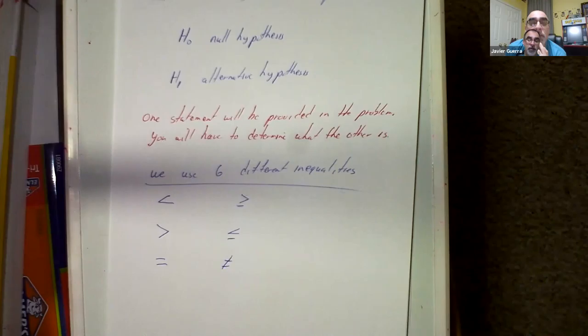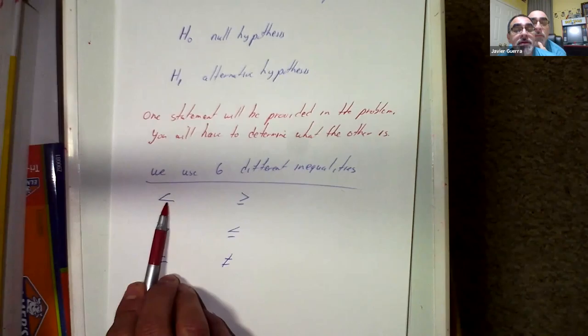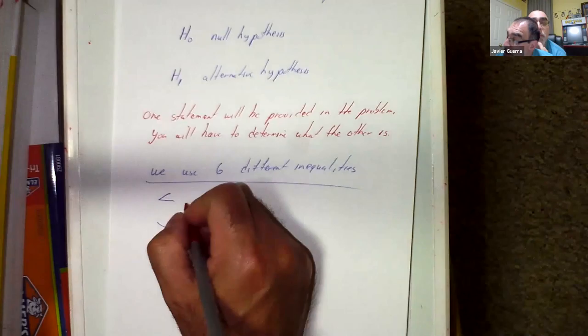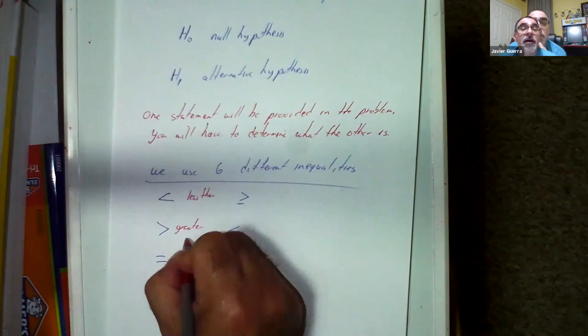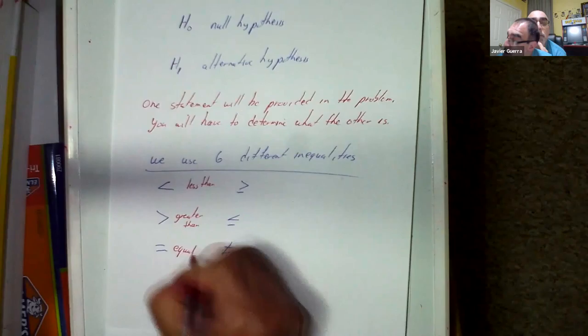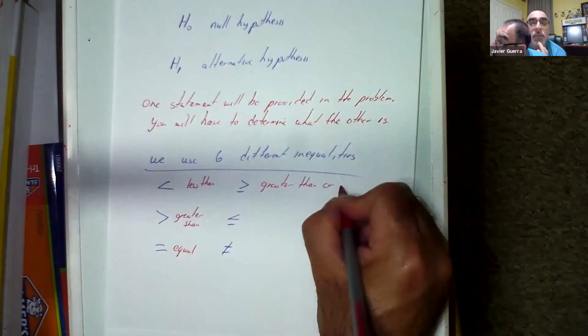what is this one called? What's that one called? Correct. Less than. Okay, the other one, yeah, that's right. The other one is greater than. Of course, yeah, that's equals. This one is greater than or equal, right? I don't know how to spell equal.